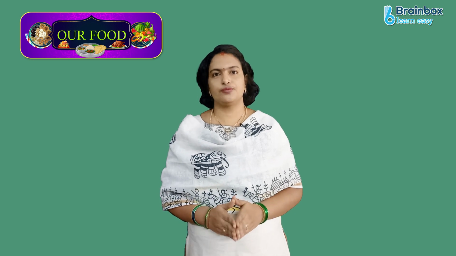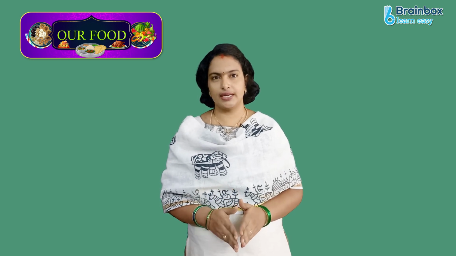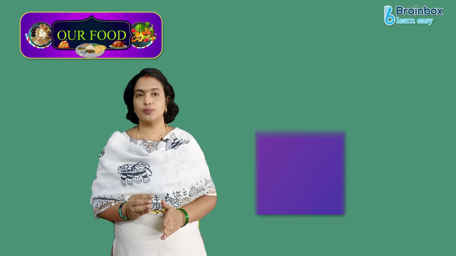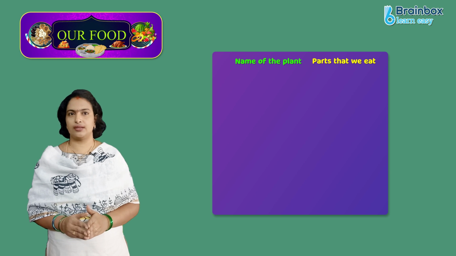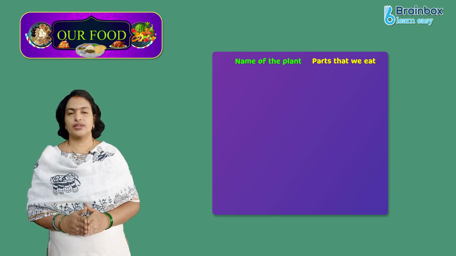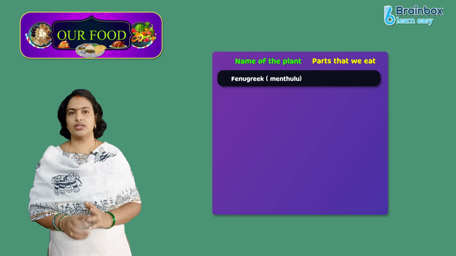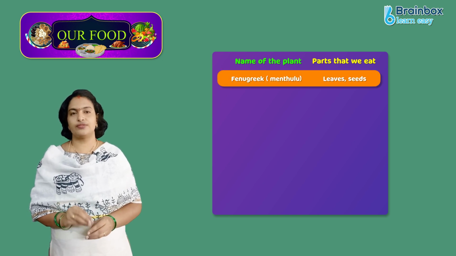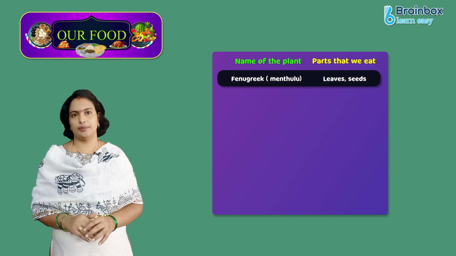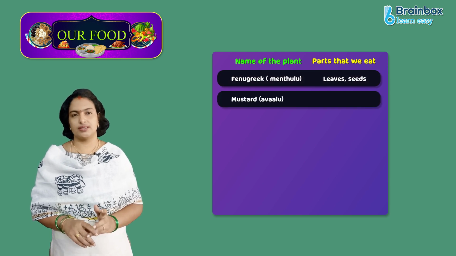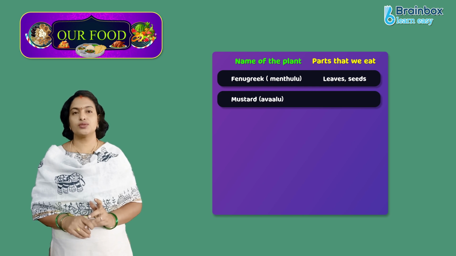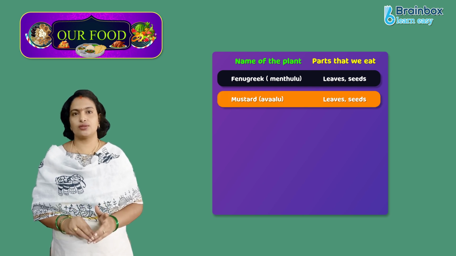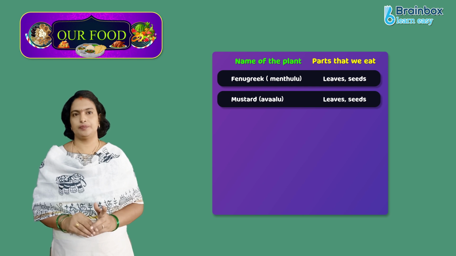Kids, in previous class we learnt that we get food directly or indirectly from plants, right? Now let us guess few more plant parts that we eat in our daily life. For example, fenugreek, we call it as menthulu. So the leaves and seeds of this fenugreek plant are edible. Coming to mustard, that is avalu. So leaves and seeds of this plant can be eaten.